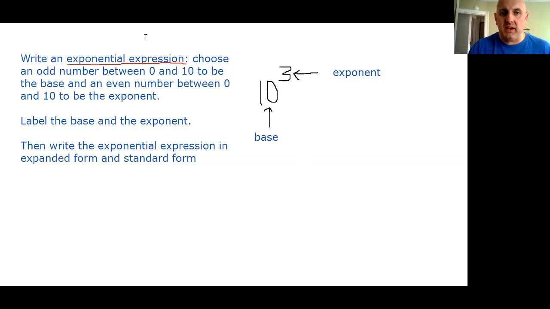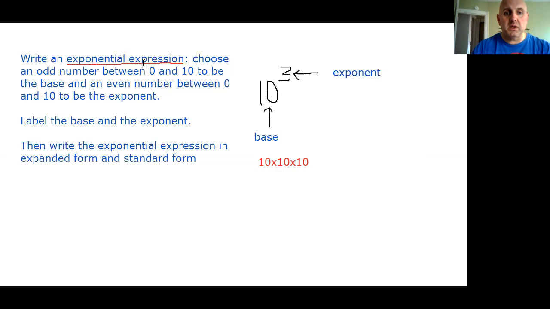Now, what does that mean? What that means is I'm going to take 10, and this exponent tells me how many times I'm going to multiply it. So 10 to the third power, that's how we say it, we would write 10 times 10 times 10. Okay? 10 times 10 times 10. That would be what I would get from 10 to the third power. Okay? So this is what they're looking for you to do in the problem on your lesson.